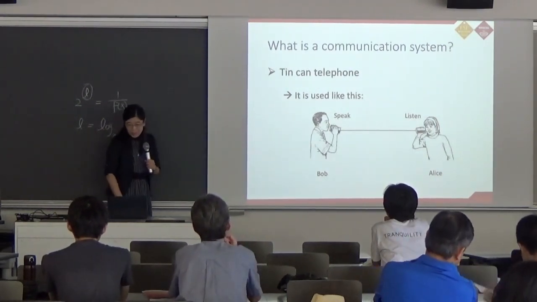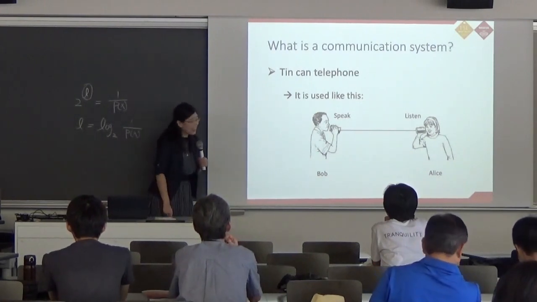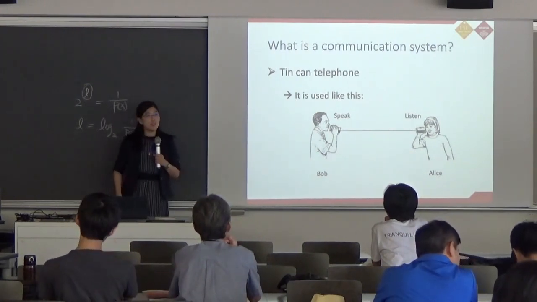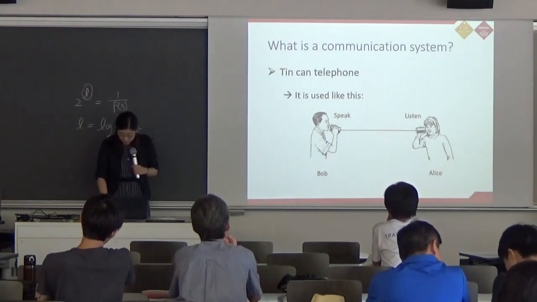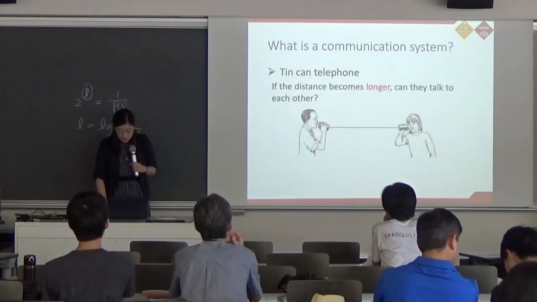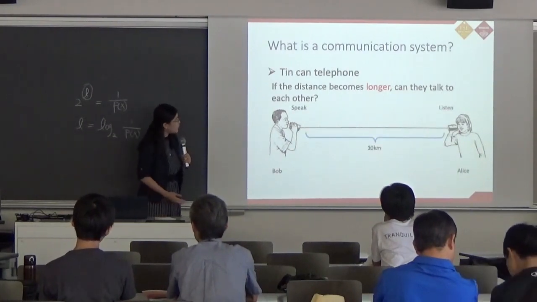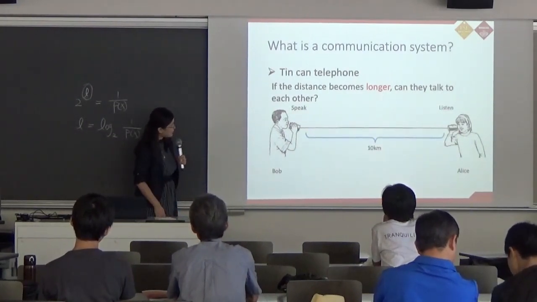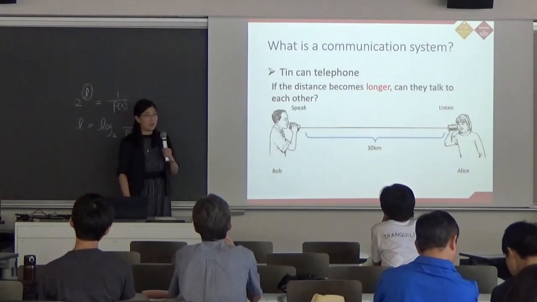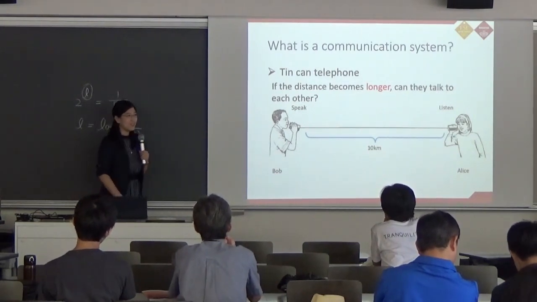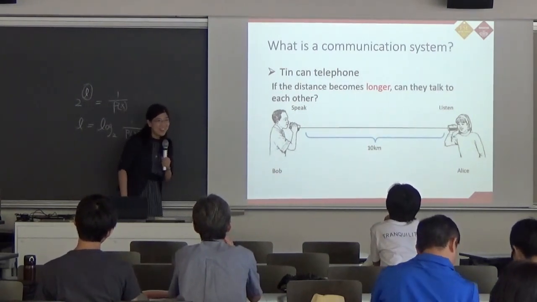Okay, so it's a very fundamental system for voice or music transmission. So if the distance becomes longer, can they talk to each other as well? For example, Bob and Alice, the distance between them will be 10 kilometers. We are not sure. Who knows?